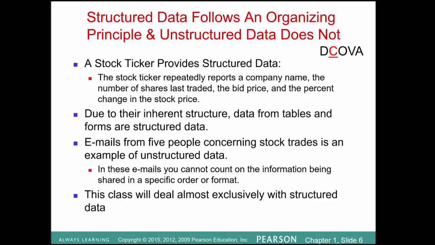However, emails from 5 people concerning stock trades is an example of unstructured data. In these emails, you cannot count on the information being shared in a specific order or format. Another example would be downloading a bunch of tweets from Twitter. You have all these phrases and bunches of words in there, but there's no set format for them. That's unstructured data. This class will deal almost exclusively with structured data.